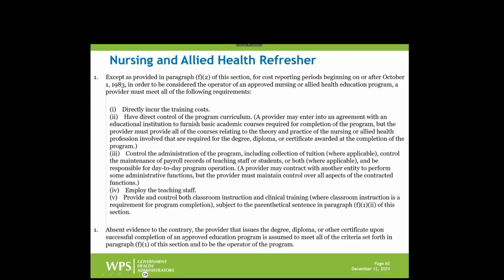And they basically said, you need to focus on this absent evidence to the contrary. You're never going to get evidence to the contrary if you don't review it. That's kind of what their thought was. So, maybe a better way to put this would have just been to call this item 6. You also need to issue the degree, diploma, or certificate, instead of this weird verbiage. But regardless, CMS was very clear that all 6 of these items must be met to be the operator of a program.